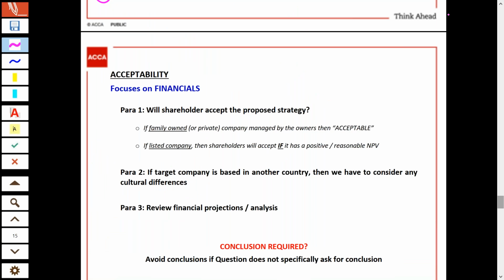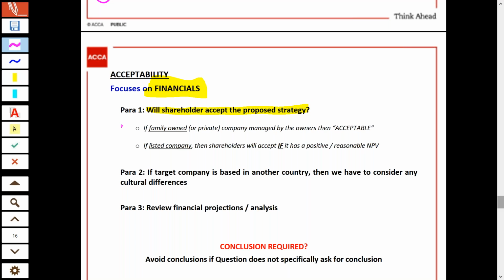Now there are 3 items in acceptability. Acceptability focuses on the financials, the financial projection, the financials of the target company, whether that company is financially strong or weak. We need to analyze that. So first para, we need to comment whether the shareholders will accept the proposed strategy or not. Shareholders being the owners of the company, they need to approve all these major decisions. So we need to think through, as the board of directors, whether our proposal to acquire another company will be accepted or approved by the shareholders or not.